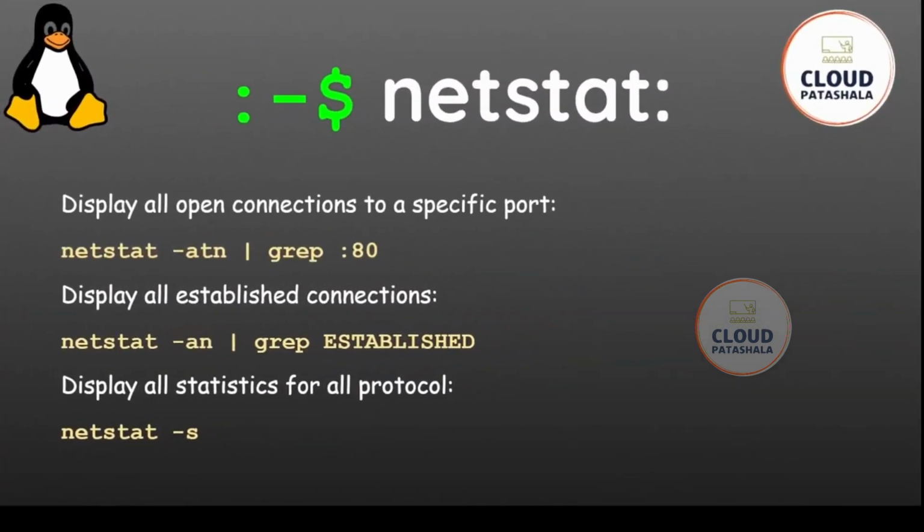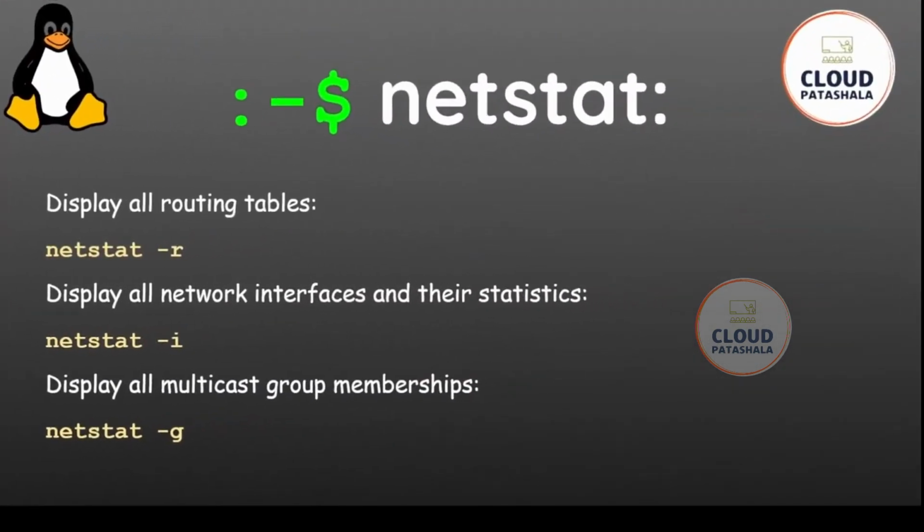To display all the open connections to a specific port, what you could say is netstat -atn, then you could do a grep on that particular port number, which would give you the details of all the connections that are open on that particular port. To display all the established connections, you could utilize the grep command to search for established, and that would give you a very quick overview. If you want to see all the statistics of all the protocols, all you have to say is netstat -s, and this would give you a detailed statistical report of all the things that are there.